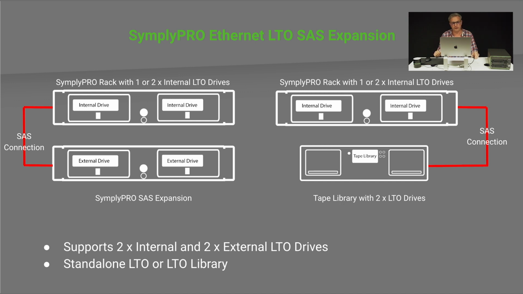Looking at the right-hand side of the screen, we've got a similar thing. We've got the SymplyPRO rack with 1 or 2 internal drives. But what we can also do is connect to an external tape library that has up to 2 LTO drives. So in this way, if you think about it, if your library is busy with commands for restores or maybe archives or backups, and you need other jobs to be done, you can use the Archiware P5 software to carry out archives or restores from tapes manually, but all crucially within the same system and all crucially sitting on the same network.